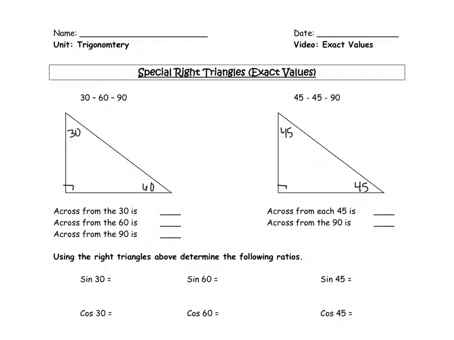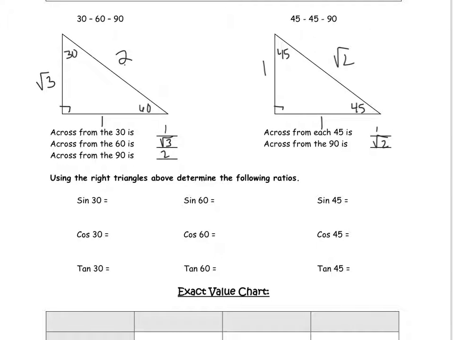And assuming that we're in a unit circle, this is what the sides would look like in a 30, 60, and 90. There would be a 2, a 1, and a radical 3. And in the 45, 45, 90 there would be a 1, a 1, and a radical 2. So no matter where you put the 30, no matter where you put the 60, always across from the 30 is 1, right? So across from the 30 is a 1. Always across from the 60 is radical 3, and always across from the 90 is 2. Okay? And in each 45, across from each 45 is a 1, always, and across from the 90 is a radical 2. Okay, so let's figure out what all of these values will be using these special right triangles.